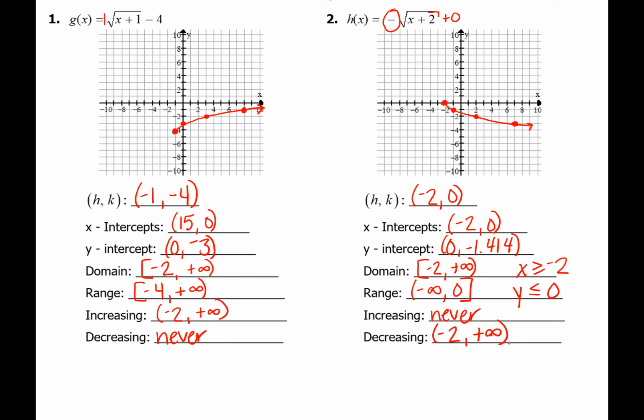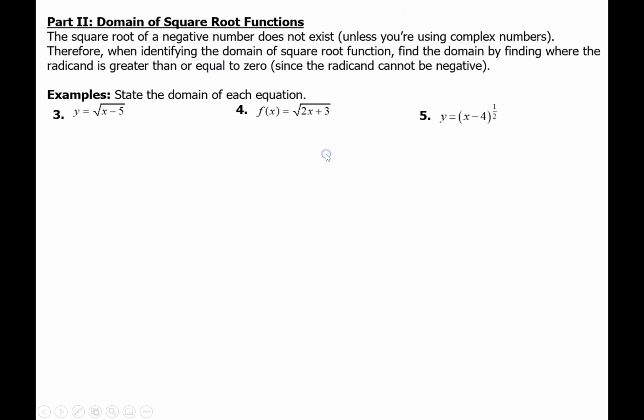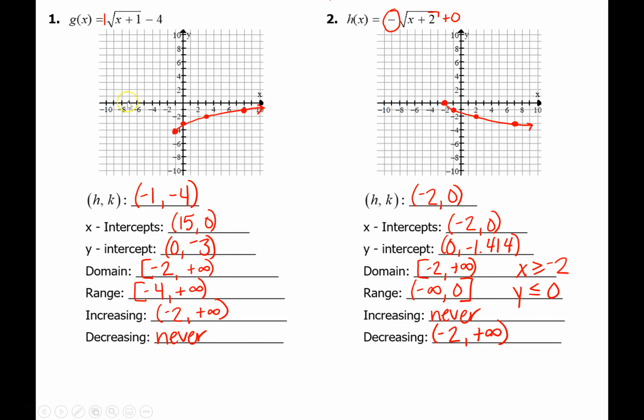Okay, so let's talk about domain just a little bit more, because if we want to figure out the domain, we don't have to graph it to get there. If we have to answer all these characteristic questions, then we want to look at a graph. But if we're just asked a domain question, because it's a square root function, there's a pretty quick and easy way to do this. We learned in Unit 4 that the square root of a negative number does not exist unless you're using complex numbers. And here's the great news: square root functions are not going to use imaginary numbers, so we don't have to worry about a negative inside of the radical.